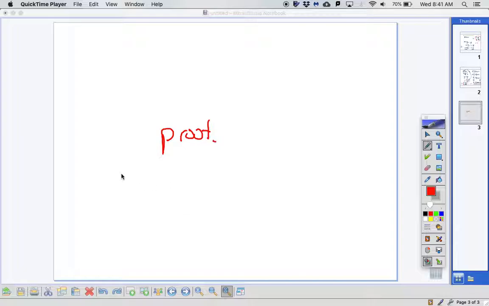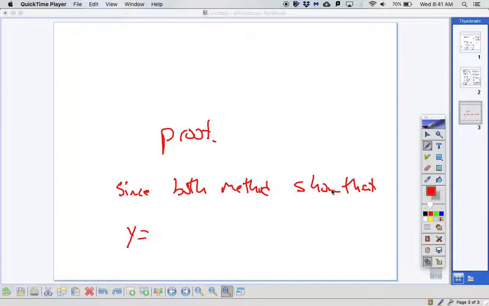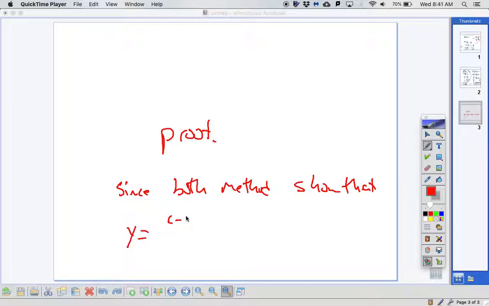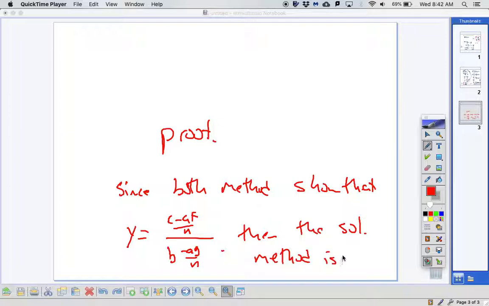So you would finish up a proof by saying a line that says, since both methods show that y is equal to, and then you have to say what y is equal to, c minus af over h divided by b minus ag over h, then the solution method is viable. And that's how you finish off a formal proof.